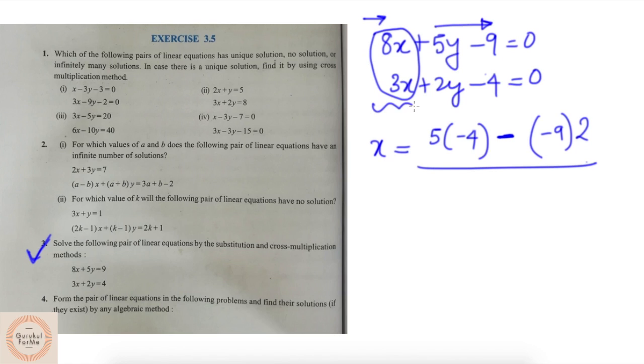Now the denominator is between x and y. What is x and y? 8 into 2 minus 5 into 3. Always take it with the sign. Now you can find the answer for this. I will not get into the nitty-gritty. Similarly, you have an answer for y.